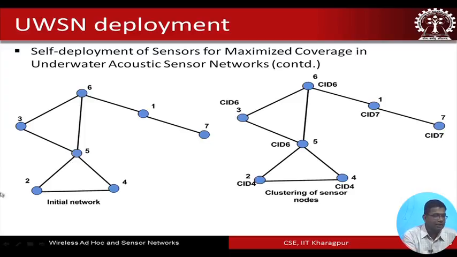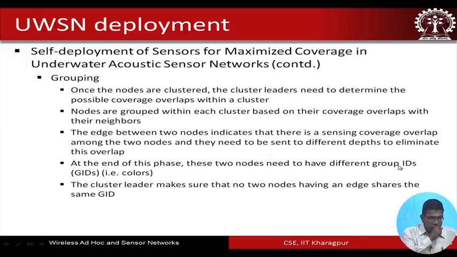So, this is the initial network, and from this you are going to form different cluster IDs like this. These are the different cluster IDs, and from these cluster IDs one can get the cluster head. So, one can calculate the cluster heads. Once these nodes are clustered, the cluster leaders need to determine the possible coverage overlaps within a cluster. So, these nodes are grouped within each cluster based on the coverage overlaps with their neighbors.